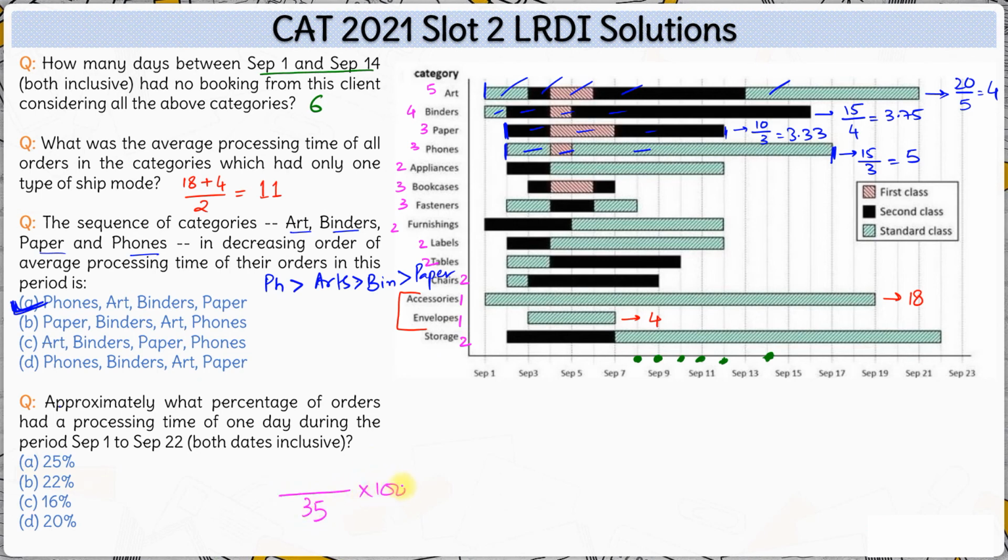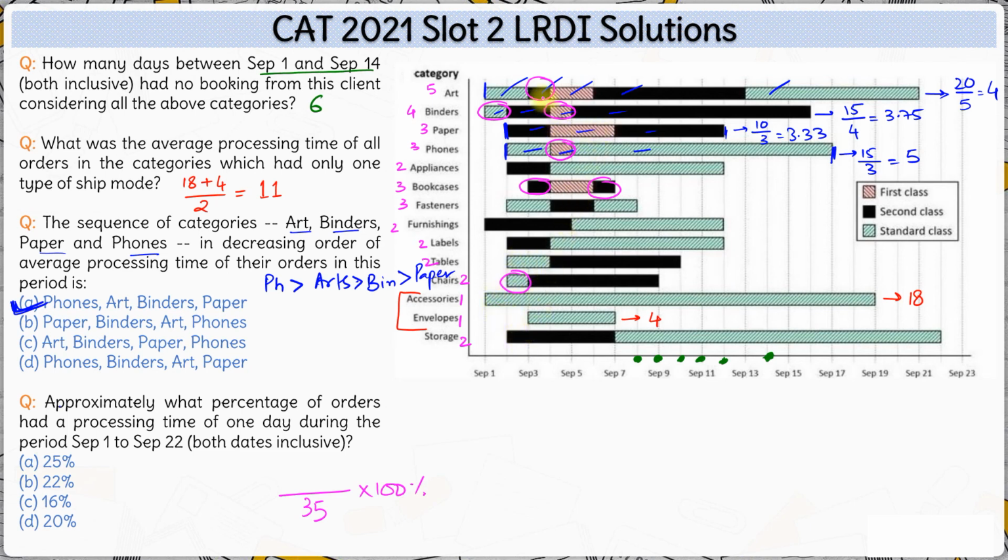Now out of these, what percentage have exactly 1 day processing time? So let's see. This order has 1 day processing time, this order has 1 day processing, and this order has 1 day processing time. Then you have these 2 orders which have 1 day processing time, this order has 1 day processing time. So let's go. Arts 1 order, binders 2, paper none, phone 1, appliances none, bookcases 2, fasteners none, furnishing none, labels none, tables none, chairs there is 1, and that's it. Accessories, envelopes and storage have none.